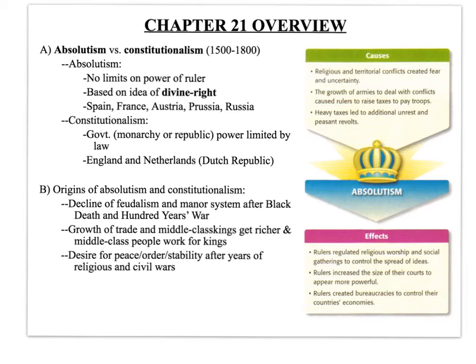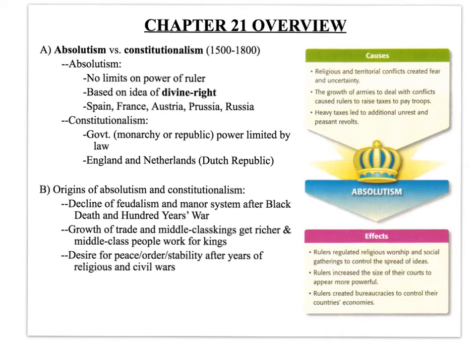And then finally, the third and last point there is that after all the years of religious and civil wars that we saw in chapter 17, people fighting with each other over religion, they were just happy to have a ruler who would bring peace and order and stability. And so this chart on the right kind of sums up some of the causes and effects of absolutism.